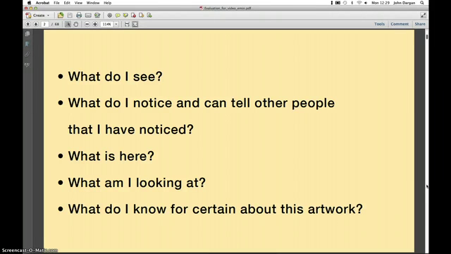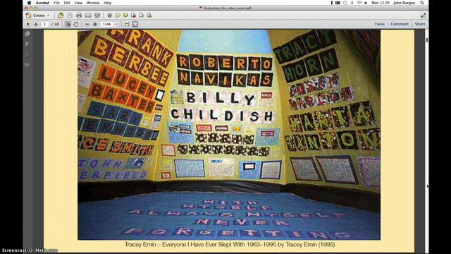The reason we do this is to make sure that we don't skim over the details, that we make an informed criticism of an artwork as opposed to just dismissing it without really looking at it. So these questions are really about looking at what is there, what am I looking at.